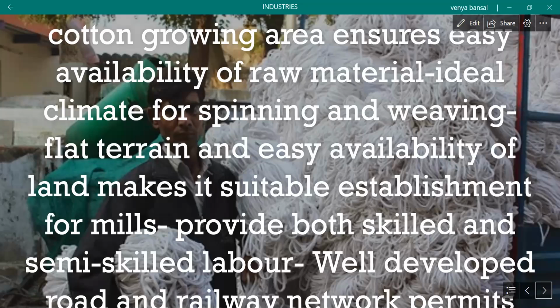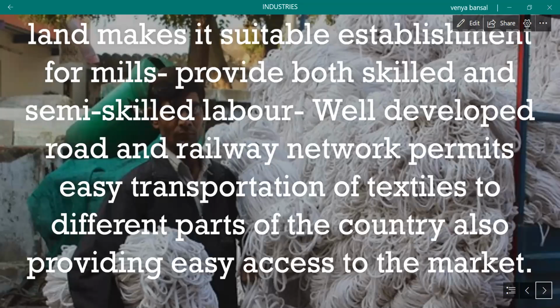A well-developed road and railway network permits easy transportation of textiles to different parts of the country, also providing easy access to the market. All these factors contributed to the establishment of the cotton textile industry there in Ahmedabad.